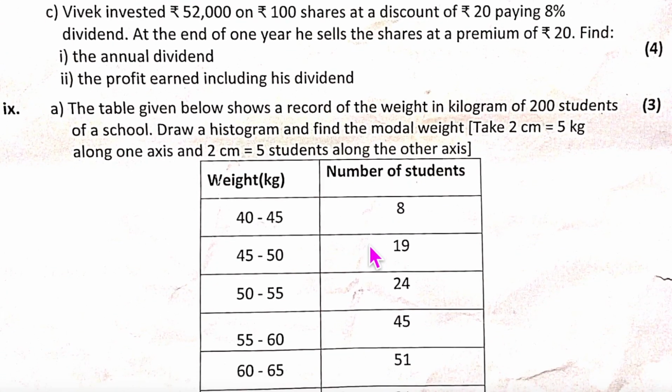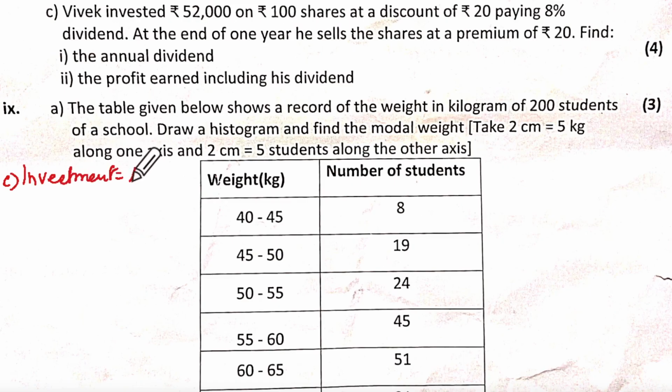Then we come to the C part. Invested rupees 52,000 in rupees 100 shares at a discount of rupees 20, paying 8%. At the end of 1 year, he sells the shares at a premium of 20%. So I'll start writing from here. This is your C part of question 8. What is our investment? Rupees 52,000. On a rupees 100 share, face value is rupees 100, at a discount. So discount, market value is rupees 20.